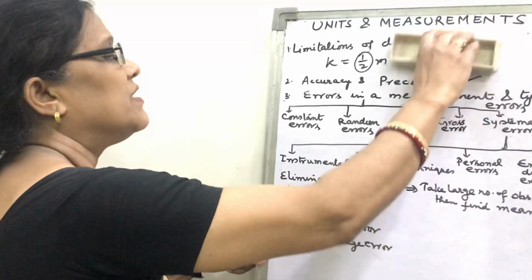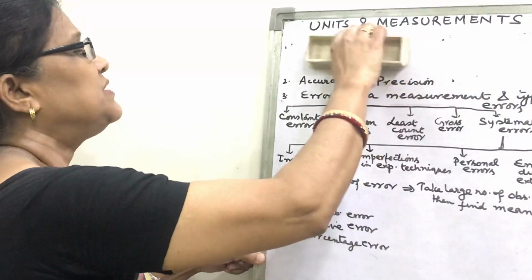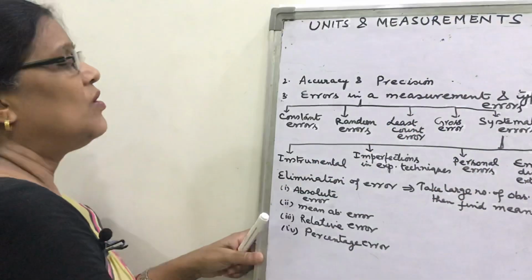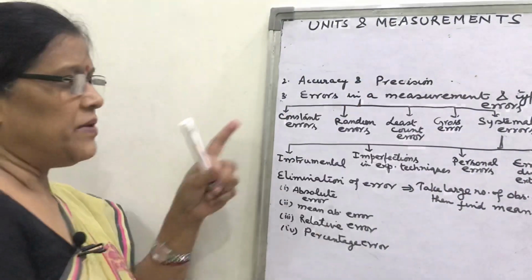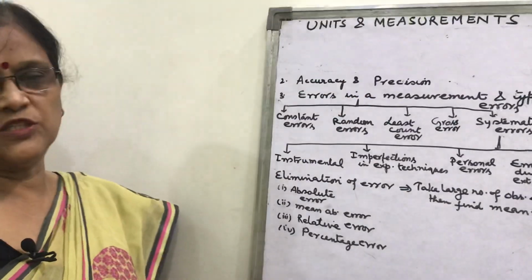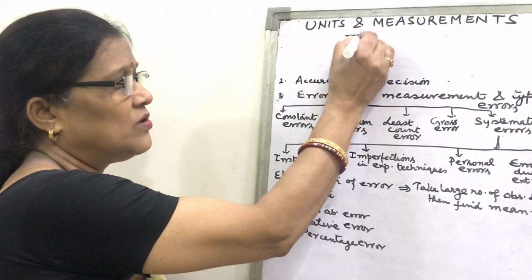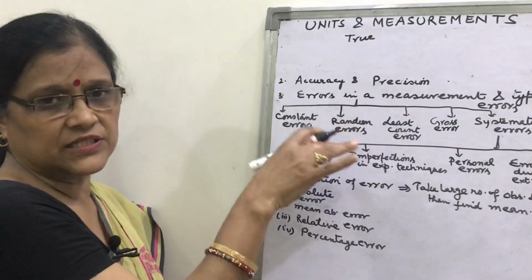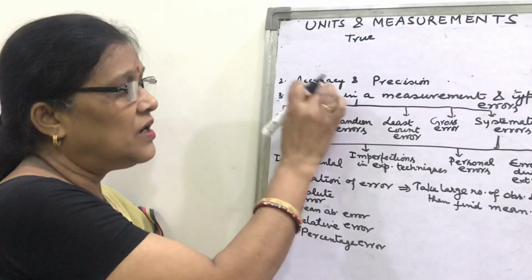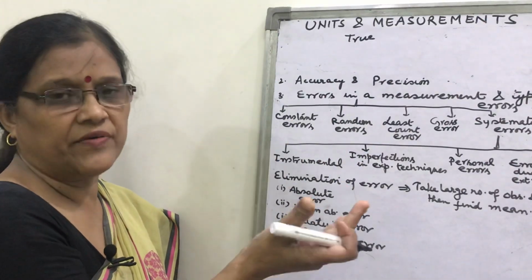Now after that, another topic is accuracy and precision. You know, for any measurement, when it is measured, accuracy means, suppose there is a true value. If you take interest with the help of an example, then you will be able to learn the meaning of accuracy and precision, and then you will be able to define them.